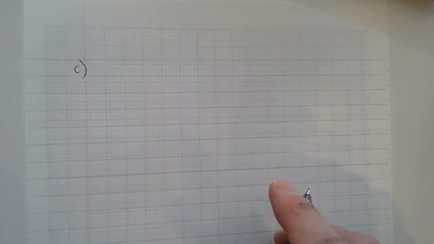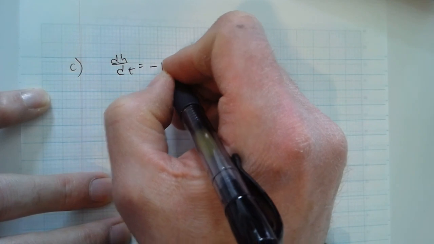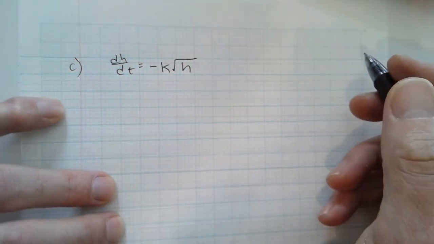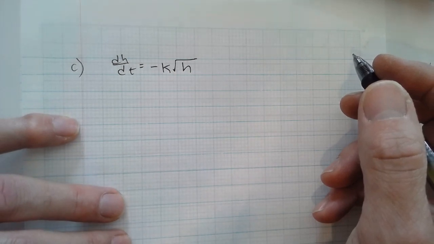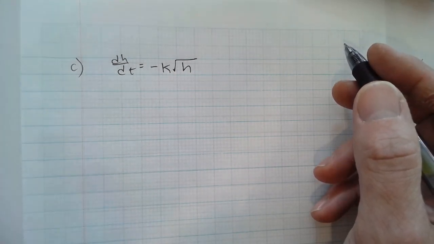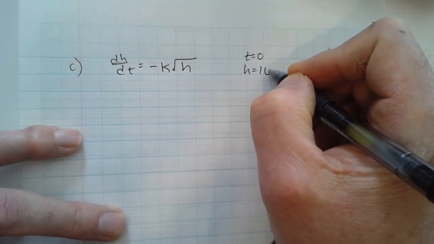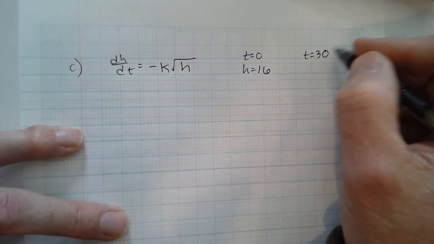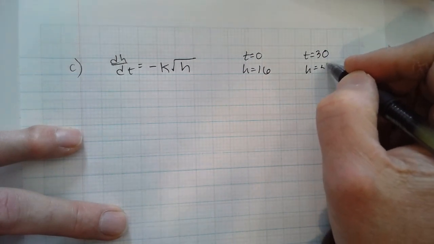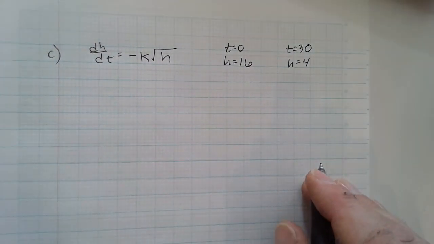says, okay, so they give us dH dt. H is measured in meters, t is in minutes. This is the height of the vat. It's draining out. K is just a constant. It says the depth is 16 meters when time is 0. They also tell us that when time is 30, the height is 4. A couple initial values. We're trying to write H of t in terms of t.